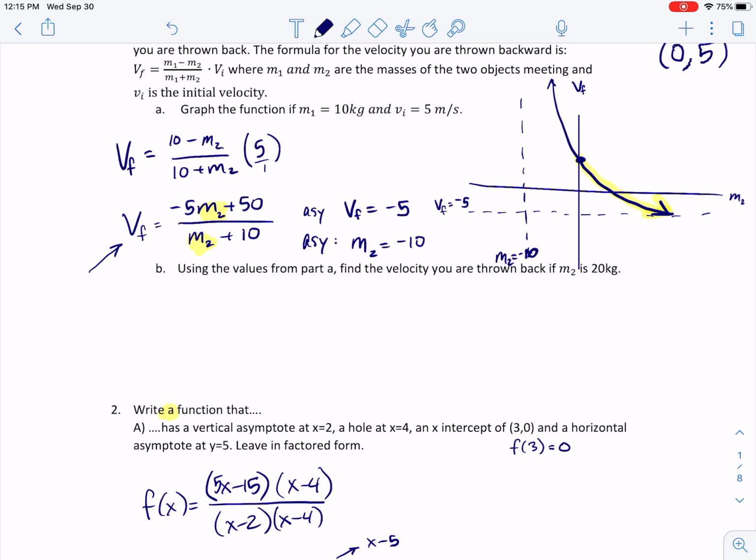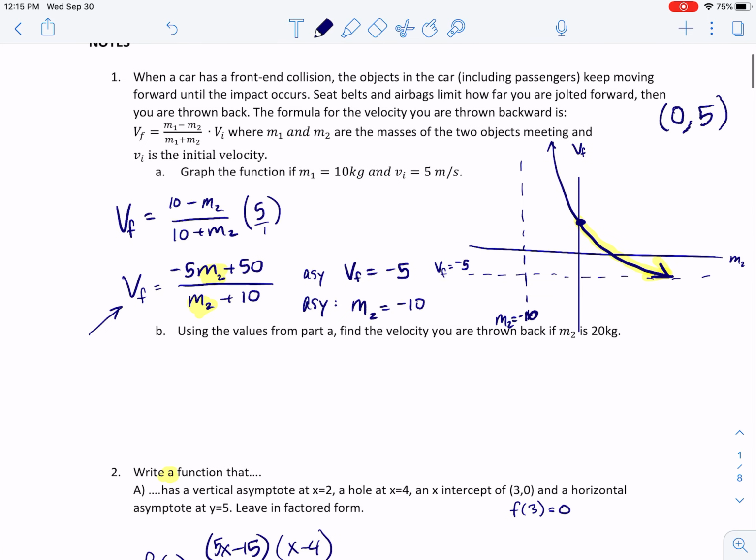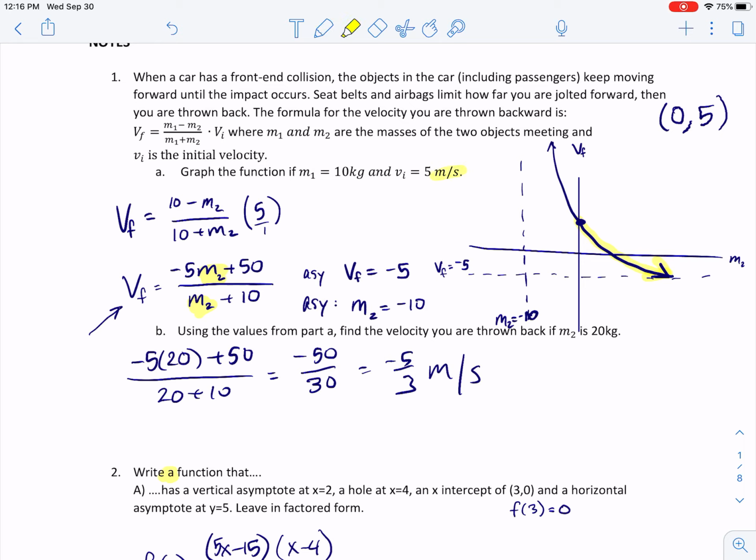Then it says, using the values from part A, find the velocity you're thrown back. Basically I need to plug in 20 for m2. So I have negative 5 times 20 plus 50 over 20 plus 10, which is negative 50 over 30. So that's negative 5/3. And what are my units? I was just solving for velocity, and velocity is in meters per second. Right here is where I see that. So hopefully that makes sense.